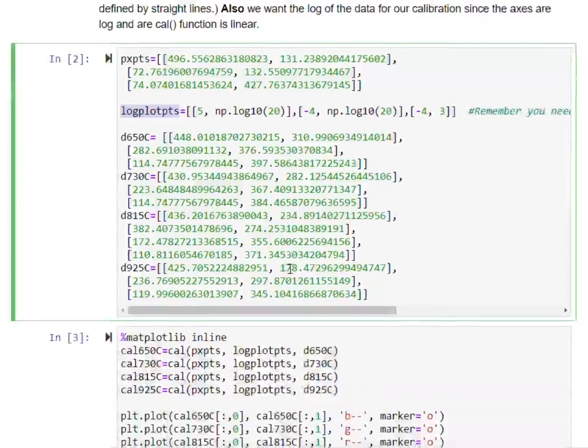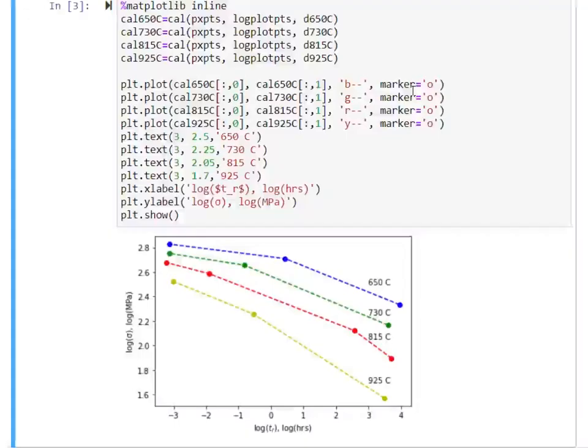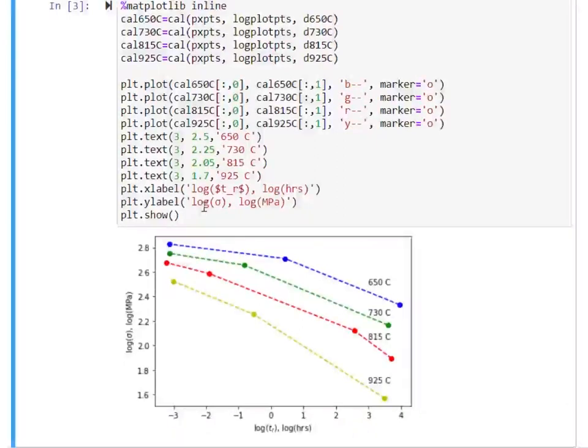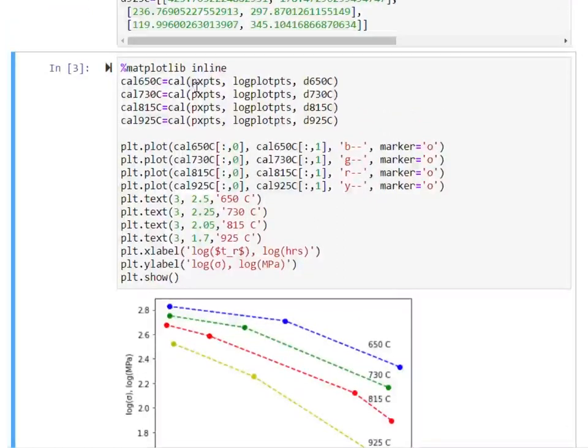All right, so now we've got all our pixel points, we've got our calibration, we've taken the log of our plot points so that we're dealing with a linear calibration. So I go ahead and run this. And now I'm going to take my pixel points, my log plot points, and then my pixel data that I have above, and use my calibrate function to convert those all into plot coordinates.